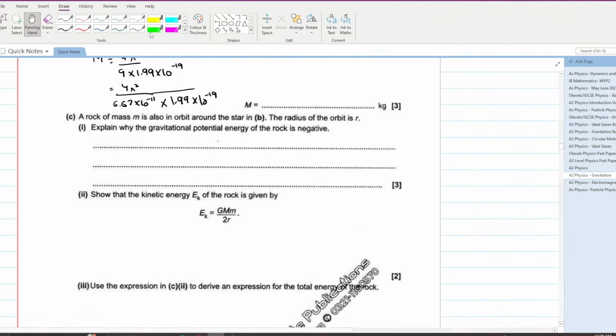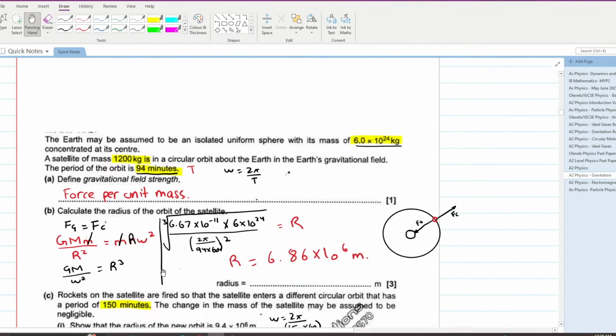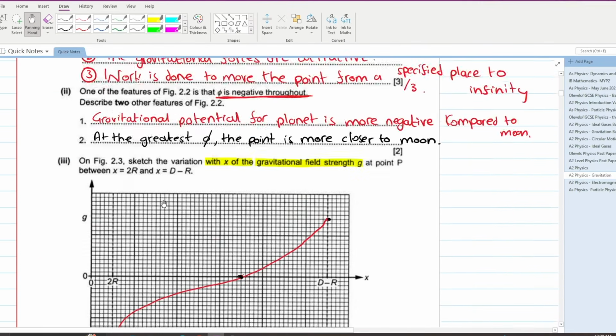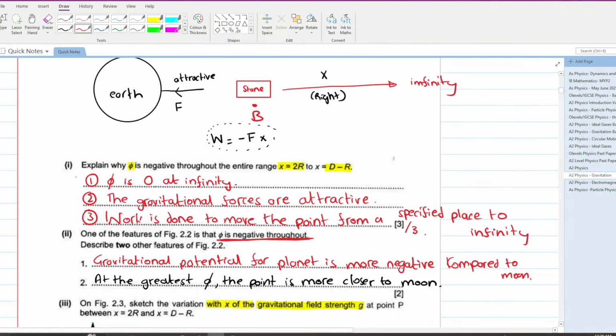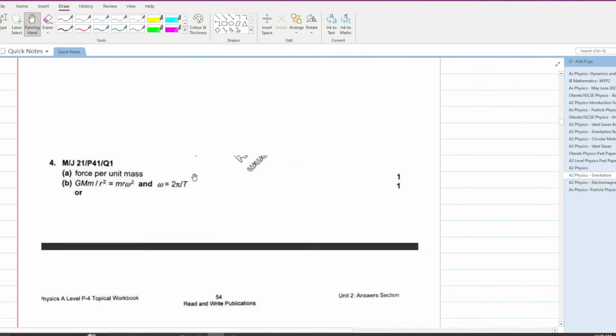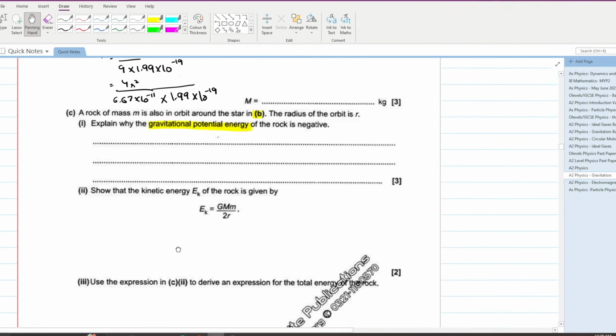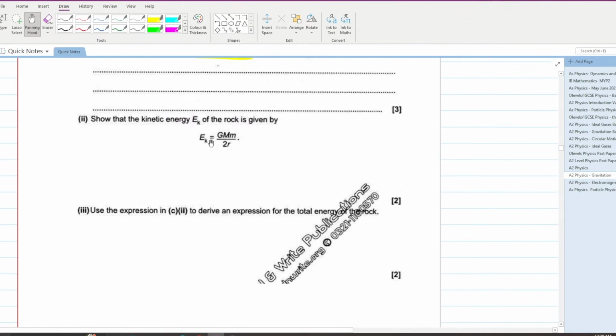So yeah. A rock of mass m is also in the orbit around the star in B. Okay. The radius of the orbit is r. Okay. Explain why the gravitational potential energy of the rock is negative. Now again you will copy paste this same answer which I told you to write in the first question. I think we did it in the first. Yes, this exact same answer will be copy pasted in the question below. This question gets asked very frequently. Every year this question appears in either one of the variants. So please go prepared with that. Show that the kinetic energy of the rock is given by this equation.